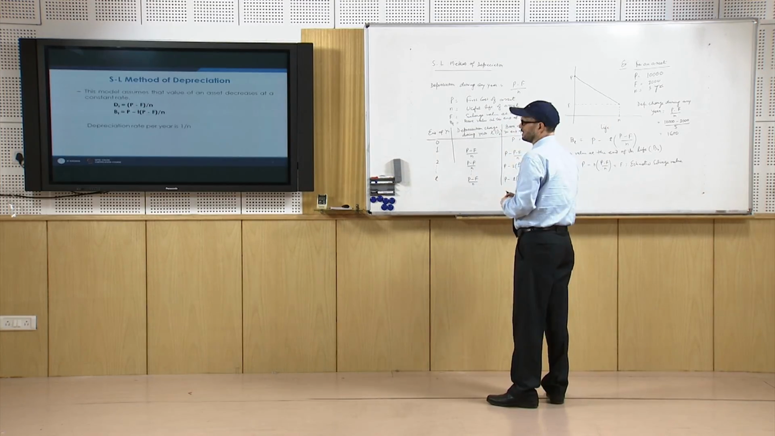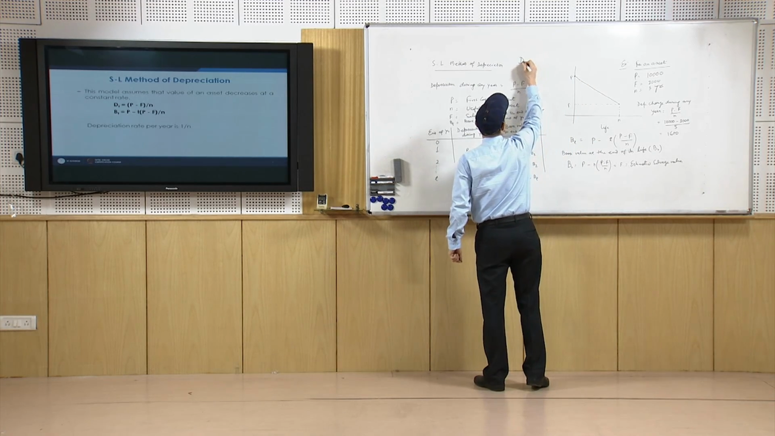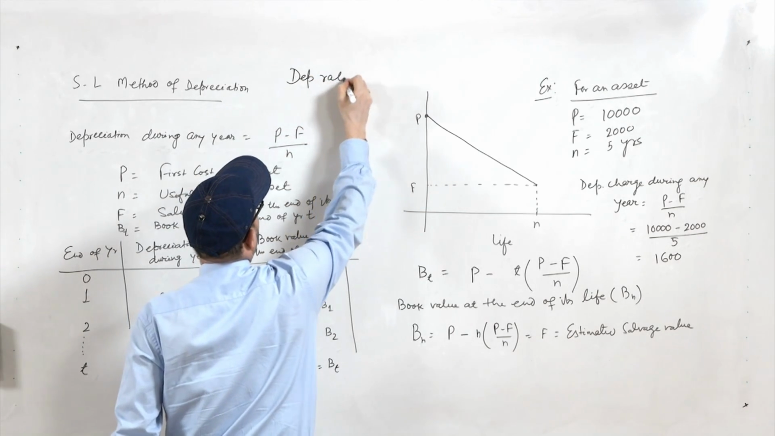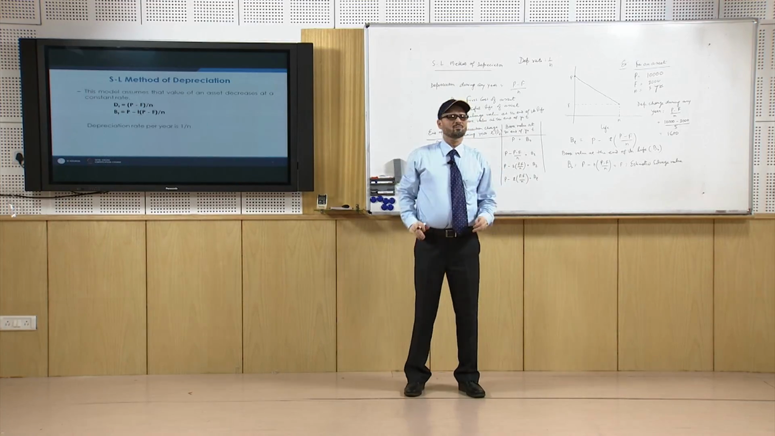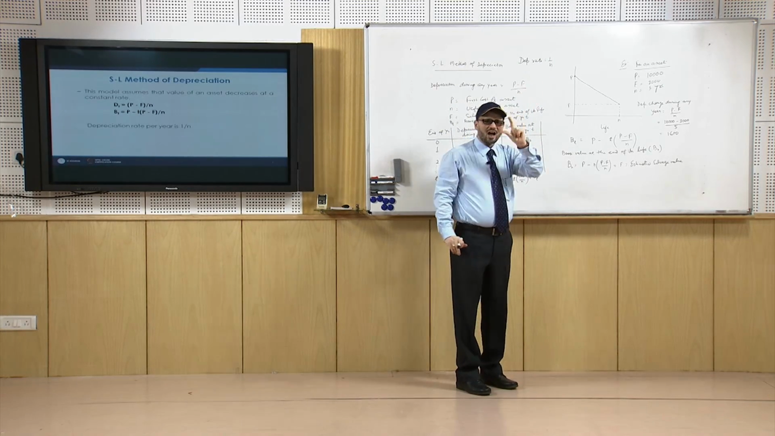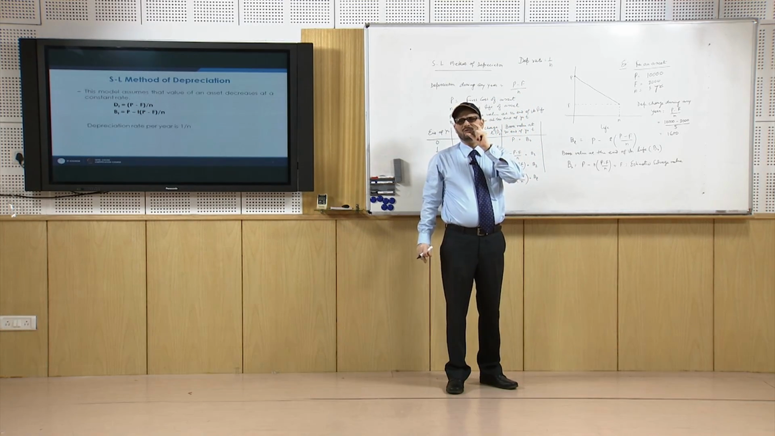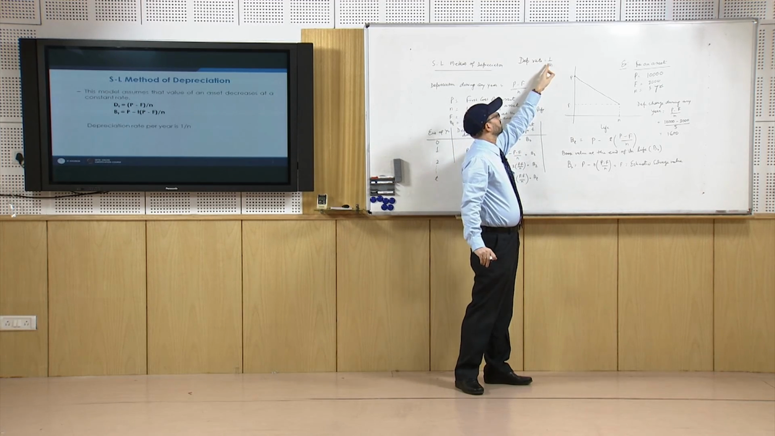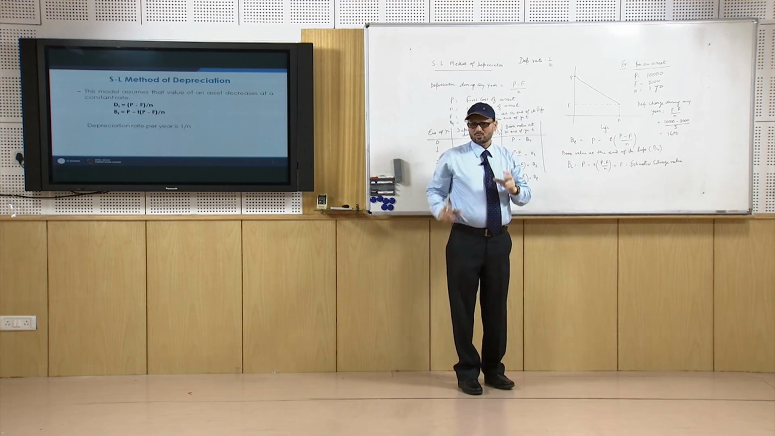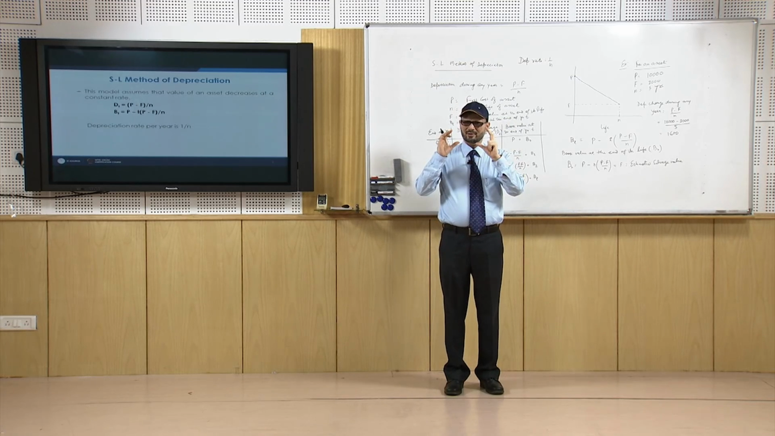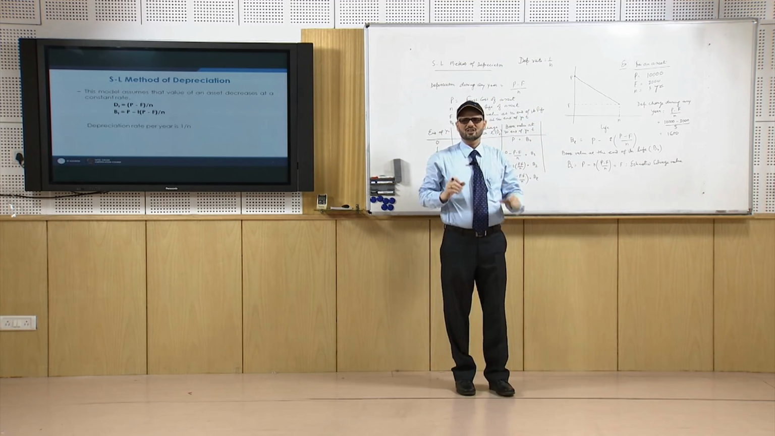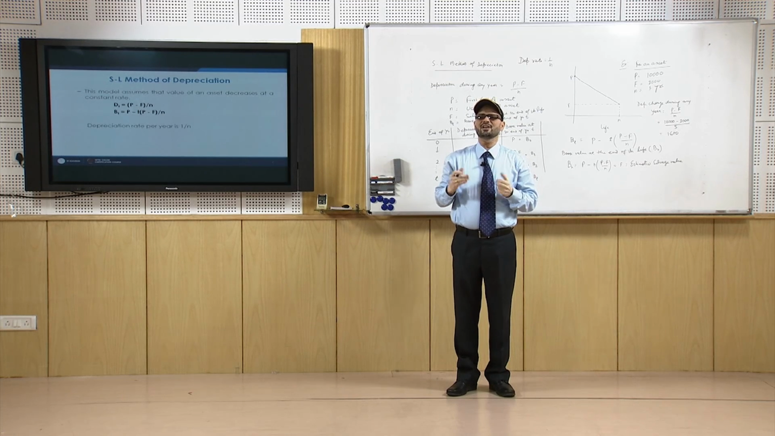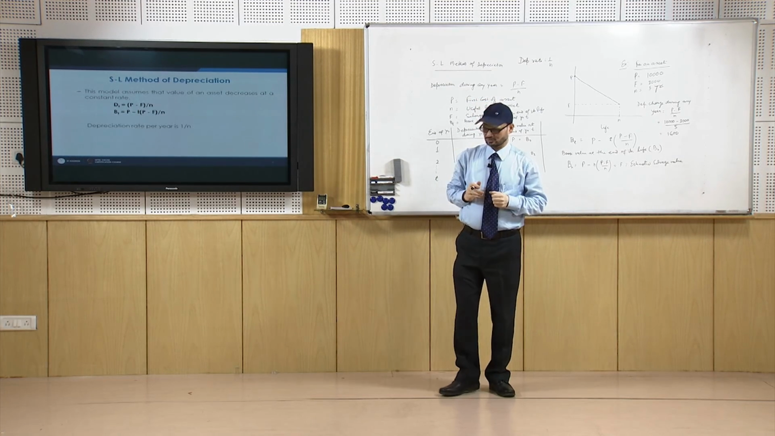Using the straight line method, the depreciation rate is defined as 1 by n. Basically, the depreciation charge will be calculated by multiplying 1 by n with the difference of the first cost of the asset and the salvage value of the asset. That is why 1 by n is called the depreciation rate for the straight line method.